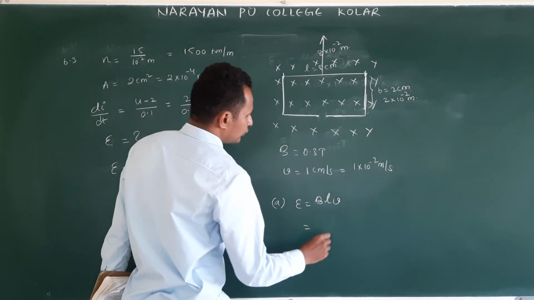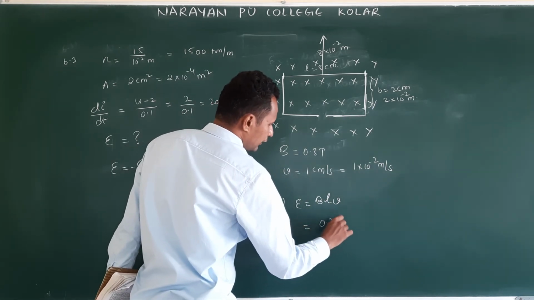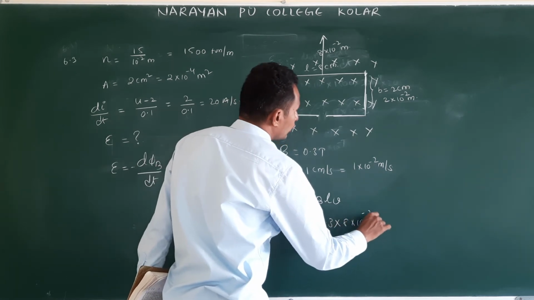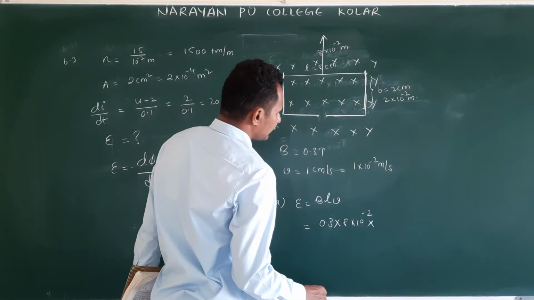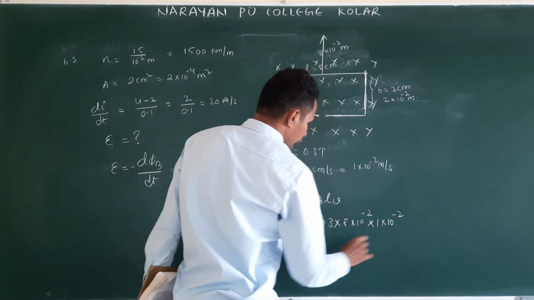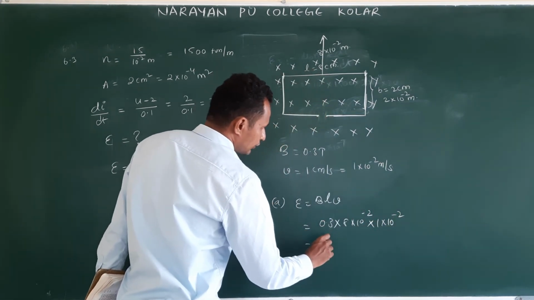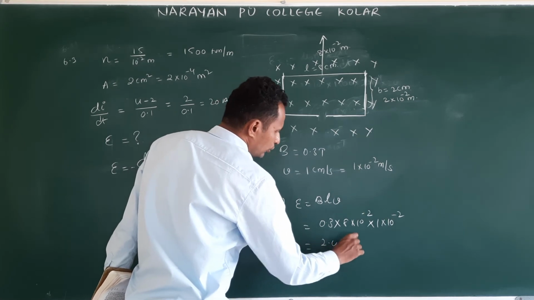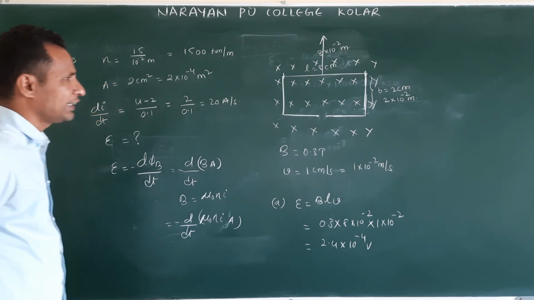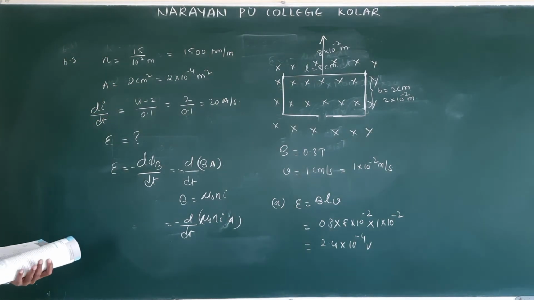Substitute the B value 0.3, length 8 into 10 power minus 2, and velocity 1 into 10 power minus 2. So the total is 2.4 into 10 power minus 4 volt. How long is this EMF produced?